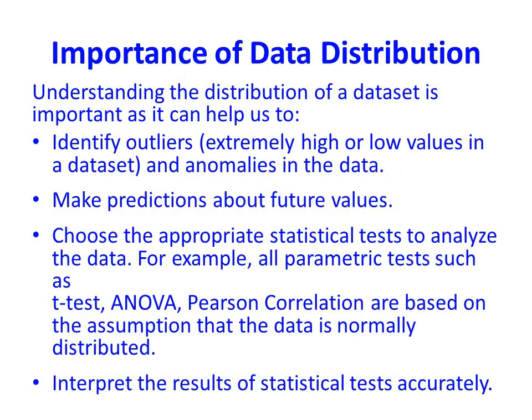Why is data distribution important? Understanding the distribution of a dataset is important as it can help us to identify outliers and anomalies in the data. Make predictions about future values. Choose the appropriate statistical tests to analyze the data. For example, all parametric tests such as t-test, ANOVA, Pearson correlation are based on the assumption that the data is normally distributed. Interpret the results of statistical tests accurately.